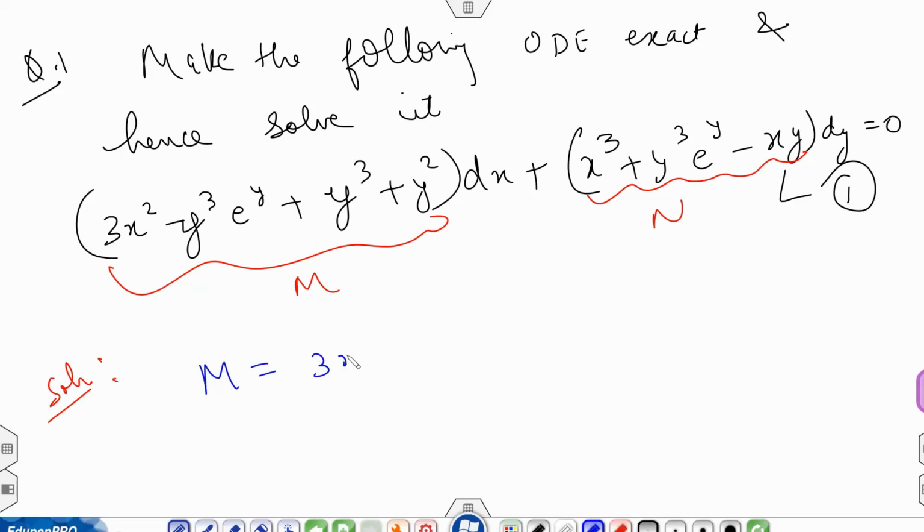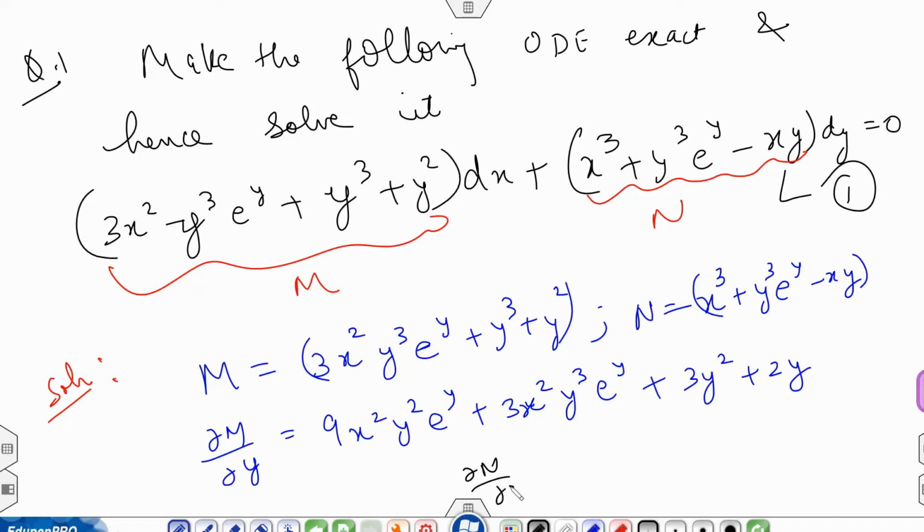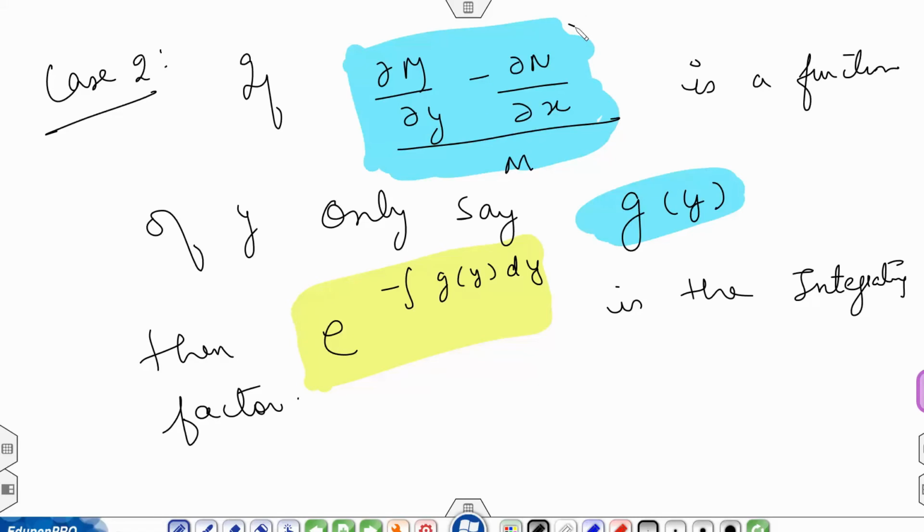So here I will write my M and I will write the N. So you just find out del M by del y, and then find out del N by del x. This comes out to be this, and now you can see easily that del M by del y is not equal to del N by del x, therefore not exact. This thing is clear.